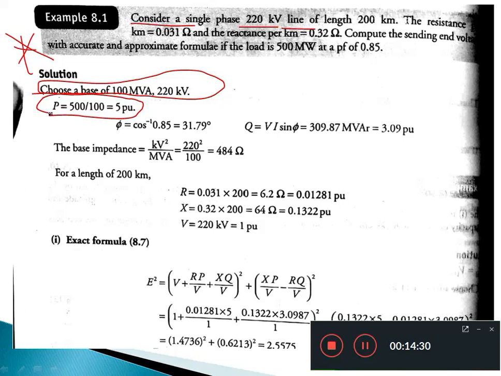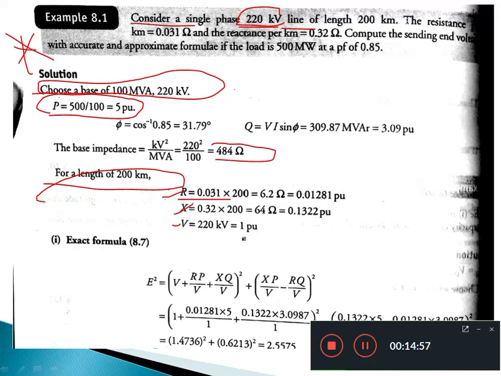Then you have to find the base impedance. To calculate the base impedance, we know the basic equation: kV square divided by MVA base. So kV square, that is given as 220 square, divided by MVA base 100. We will get 484 ohm. If the length is 200 kilometer, then you have to find the values of R, X and B.